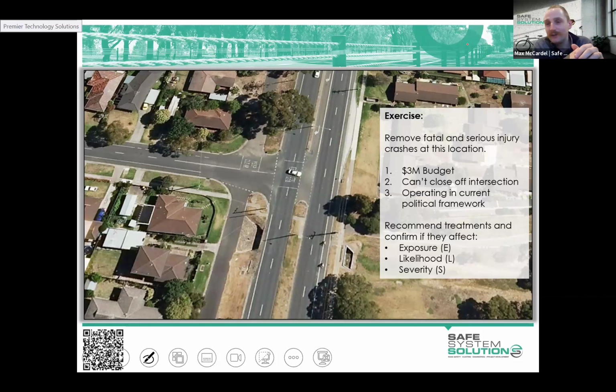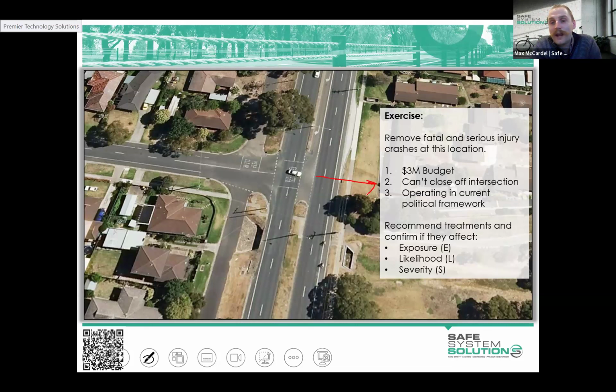So for instance, if you wanted to know what the cost for a roundabout at this site is, you could type in the chat 'cost for roundabout,' and then I would tell you a roundabout at this location is going to be $9.1 million because it's going to involve land acquisition and lots of utility changes. So that is above your budget. So unfortunately, no roundabouts here. A couple of other constraints is we cannot close the intersection.